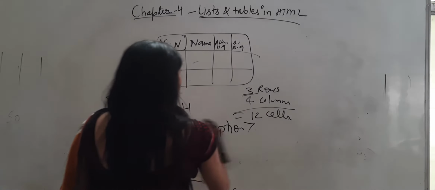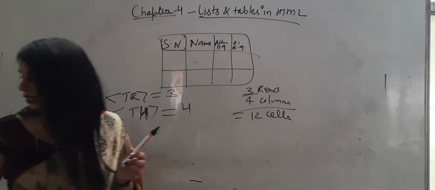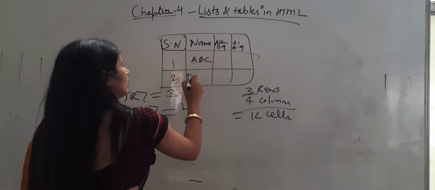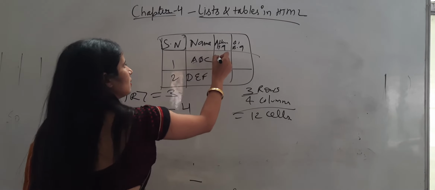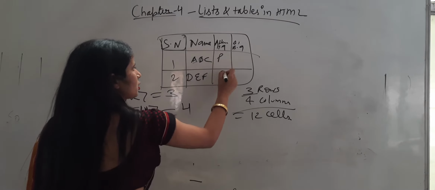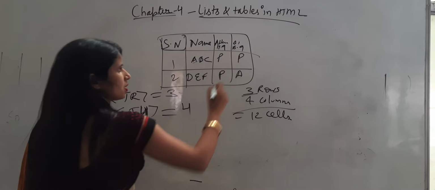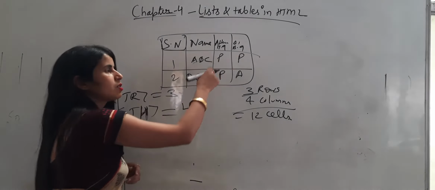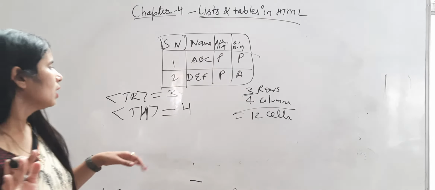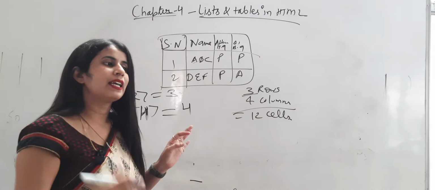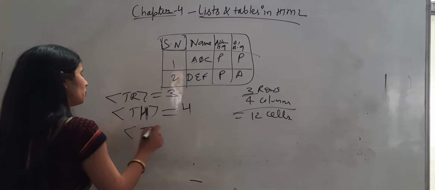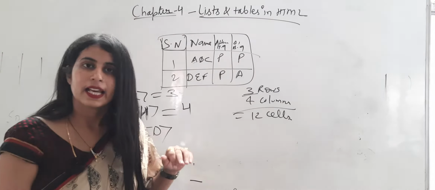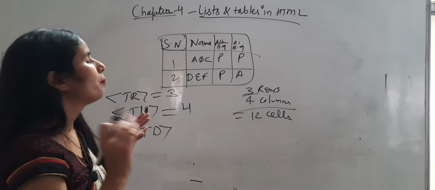Now here we have to enter, suppose A, B, C, D, E, F, and their attendance: he was present, these students were absent. So these are the details about these students, their names, and their attendance on specific dates. When we have to define the data item, which tag do we use? The td tag. The td tag defines the data items there.